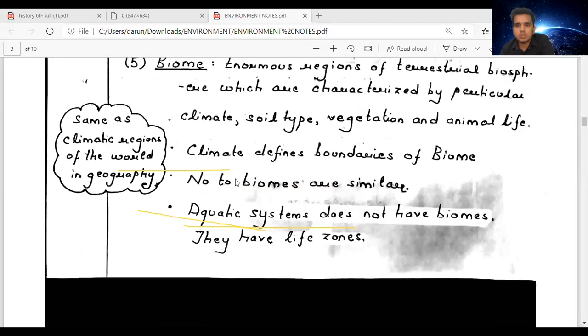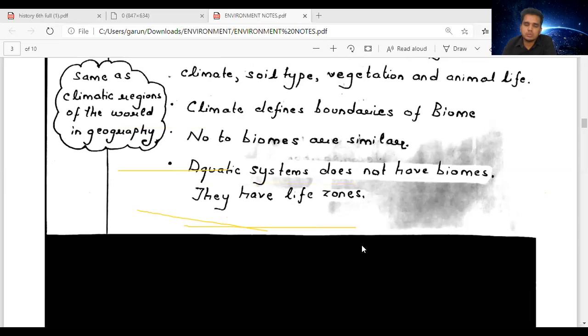Aquatic systems do not have biomes, because 75% of Earth is aquatic. They have life zones.